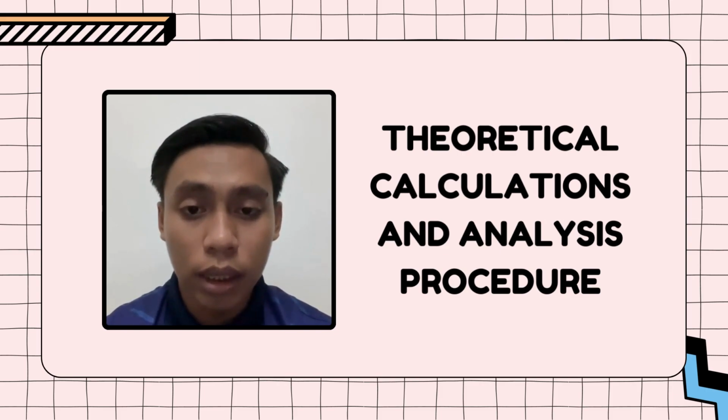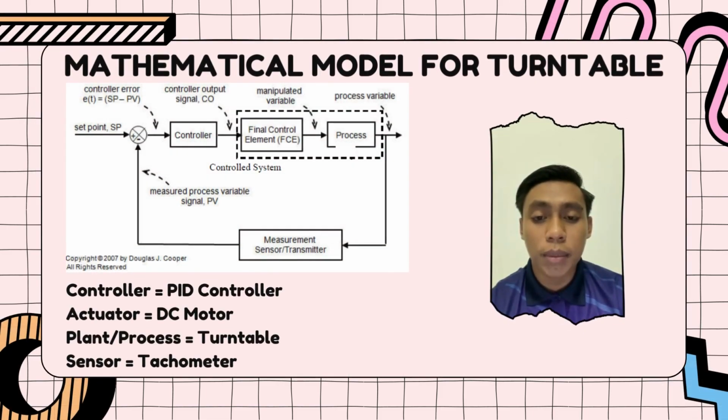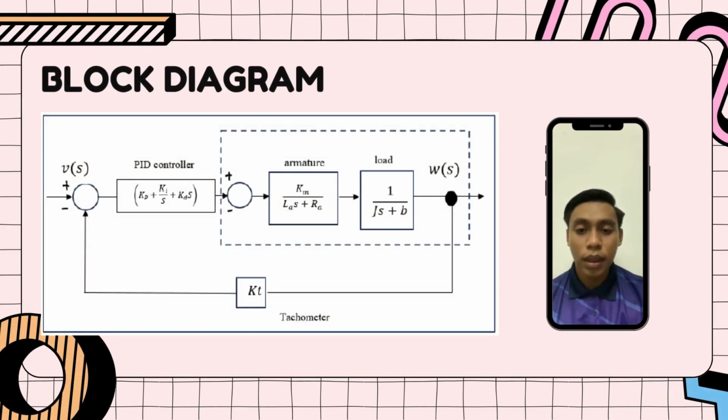CD210071 and I will present about the theoretical calculation and analysis of open loop and closed loop systems. Mathematical model for turntable. For this system, the controller is a PID controller, the actuator is a DC motor, the process is the turntable, and the sensor is a tachometer. This is the block diagram of the turntable with the transfer functions of the controller, actuator, process, and the sensor.